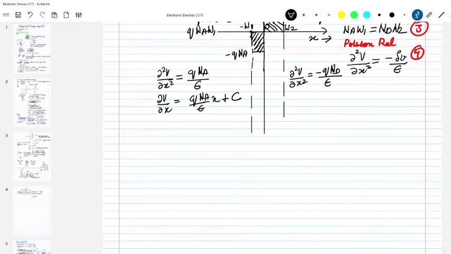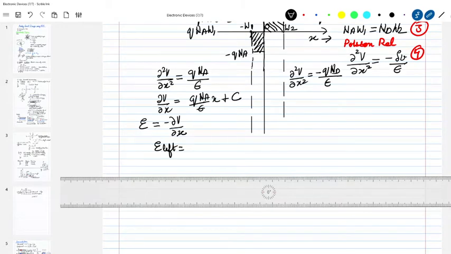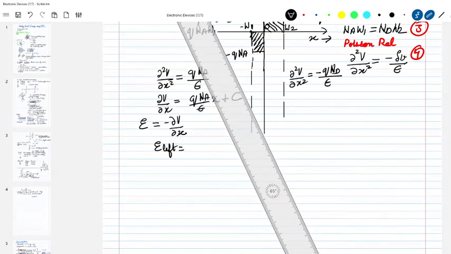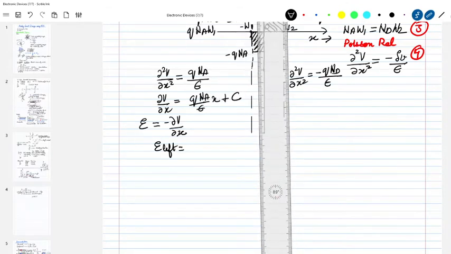Now the electric field E is minus ∂V/∂x, so I can say E left will be equal to, so basically this is nothing but the area under this curve. So if I was to draw another, now I'm going to talk in terms of field. Earlier I talked in terms of charge, so that was the diode in terms of charge. Now let's see in the diode in terms of field what's going to happen.